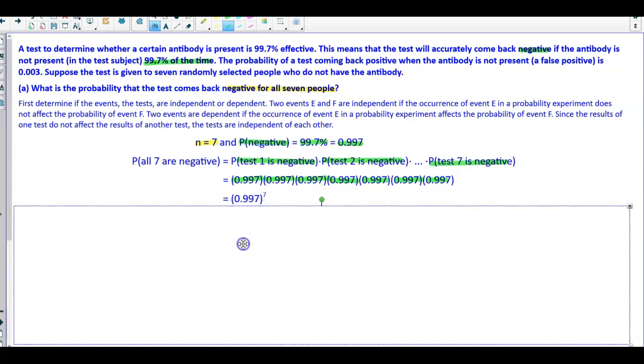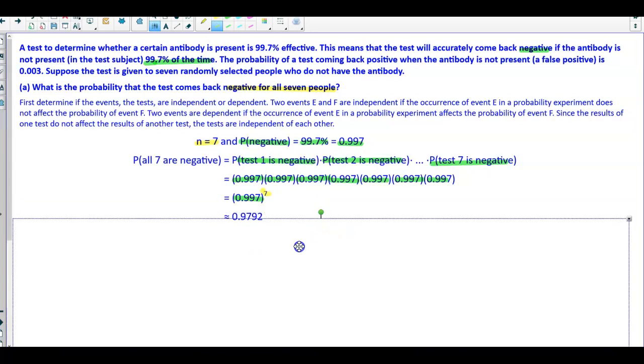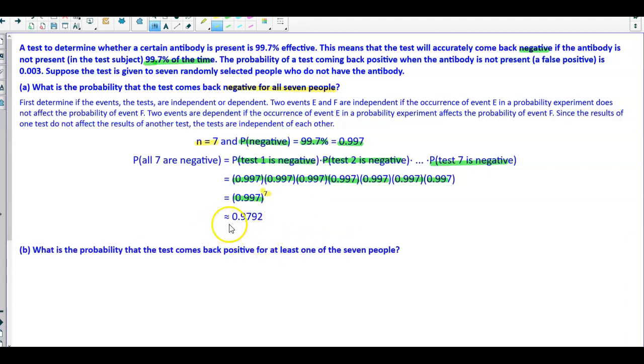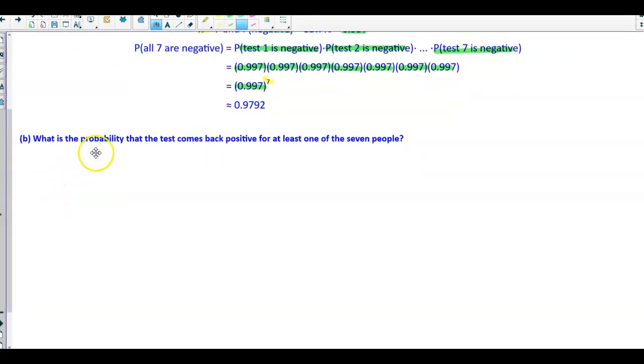So we're taking 0.997 and multiplying it 7 times. It's the same thing as taking 0.997 and raising it to the power of 7. When we do that on our calculator and round to 4 decimal places, we get approximately 0.9792.